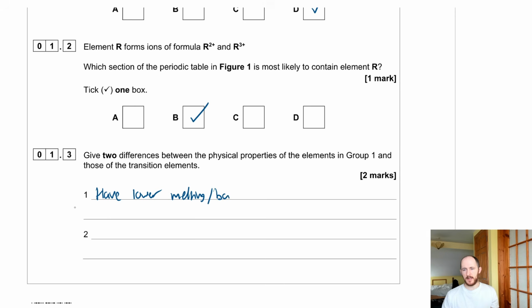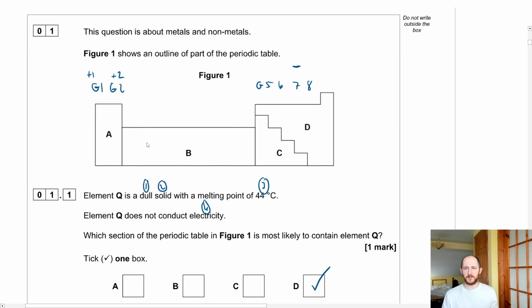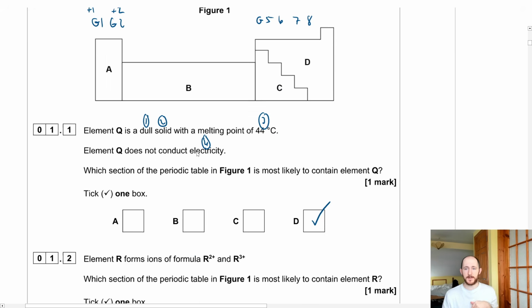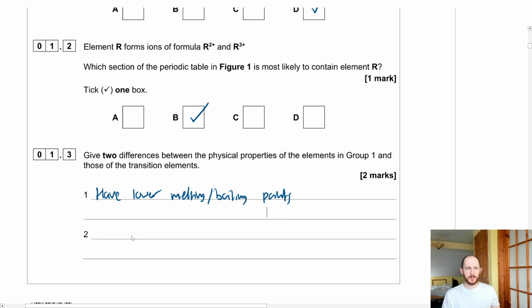And again, if you take the most extreme example, hydrogen is in group 1 and it's a gas, which means its boiling point is below room temperature. There is no metal that is a gas at room temperature, which means they must have a much higher melting or boiling point. In fact, in general, melting or boiling group 1 metals is easier than all of the transition metals altogether. So that's one thing you can say.